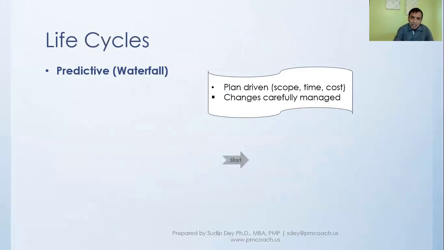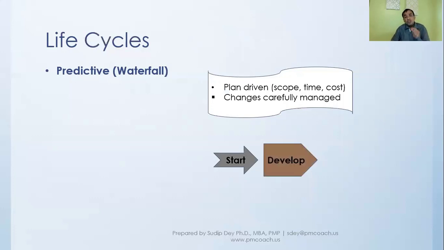Before going further, let's look at how the predictive methodology looks. In the predictive or waterfall methodology, what really happens is we start a project and we plan, we find out the requirements, we develop, and then we deliver. A straight line, because we know what is required.